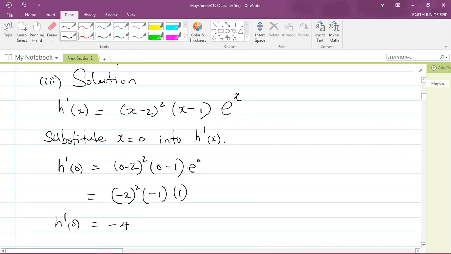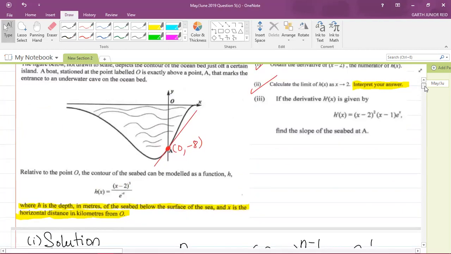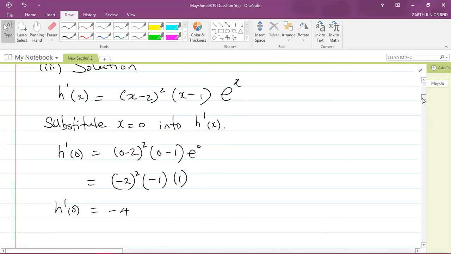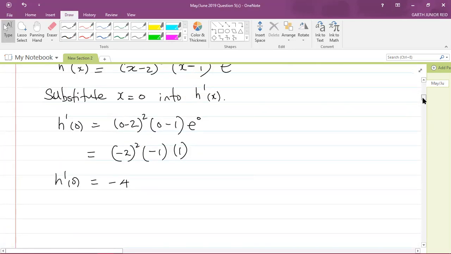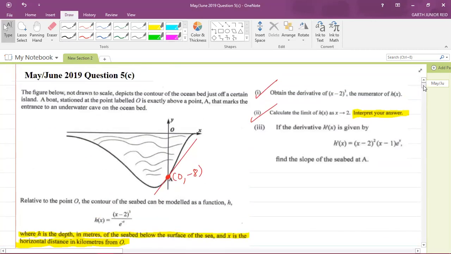But hold on, we got a negative gradient. And remember, let's go back up here. We stated that the gradient of this tangent line must be positive, or a positive slope. So how come I got a negative gradient here? Well, I don't know who is setting these CAPE integrated mathematics questions. However, this derivative given here is actually incorrect. Because when I worked out the question, I was saying, but hold on, how come I am getting a negative gradient when this gradient should be positive?